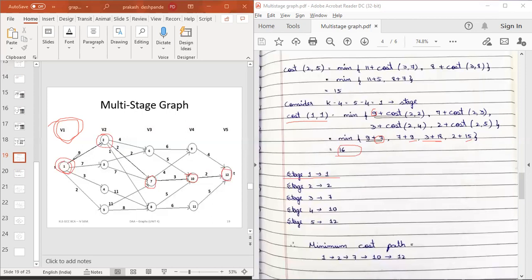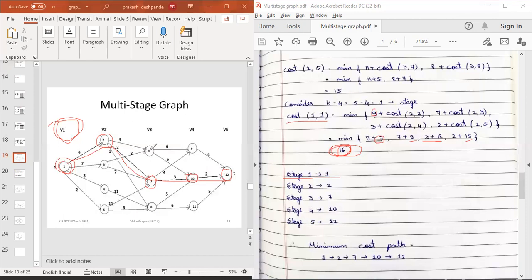right? So if I have the path in this order, then the cost of this particular path will be the minimum cost. That is from 1 to 2, 2 to 7, 7 to 10, 10 to 12, and the cost is nothing but 16. How 16? If you calculate 9 plus 2, that is 11, 11 plus 3, 14, 14 plus 2, 16 will be the cost. This is in the forward approach.